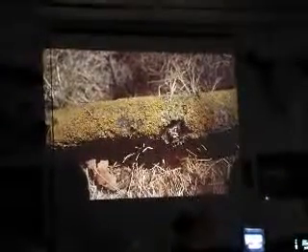What's this stuff? Lichen. And what growth form of lichen? Crustose, foliose, or fruticose? Crustose.